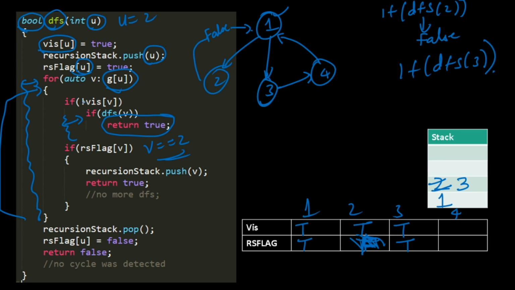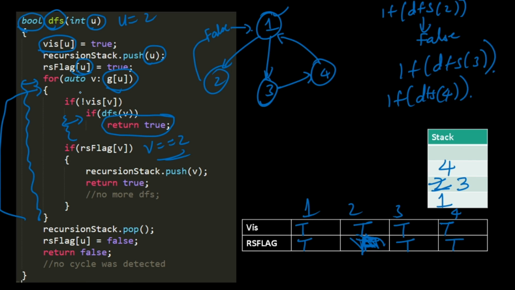Is 4 visited? No, it's not visited. So do a DFS of 4 and tell me what is happening. Let's do a DFS of 4. 4 is marked as visited, 4 is pushed into our stack, and the flag for 4 is set to true.